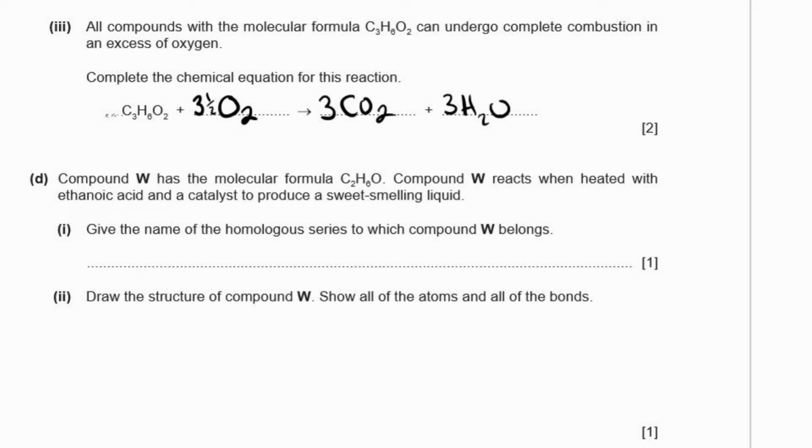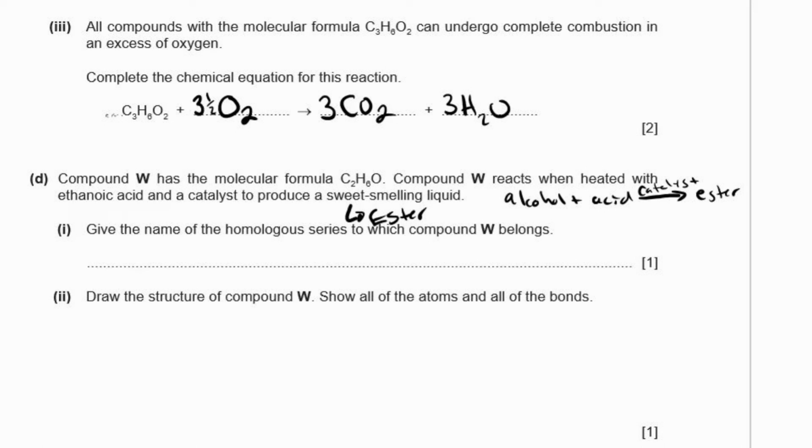Okay, D. Compound W has a molecular formula C2H6O. Compound W reacts when heated with ethanoic acid and a catalyst to produce a sweet-smelling liquid. Well, it's producing an ester. Okay, so an ester, remember, that is an alcohol plus an acid with a catalyst produces an ester.